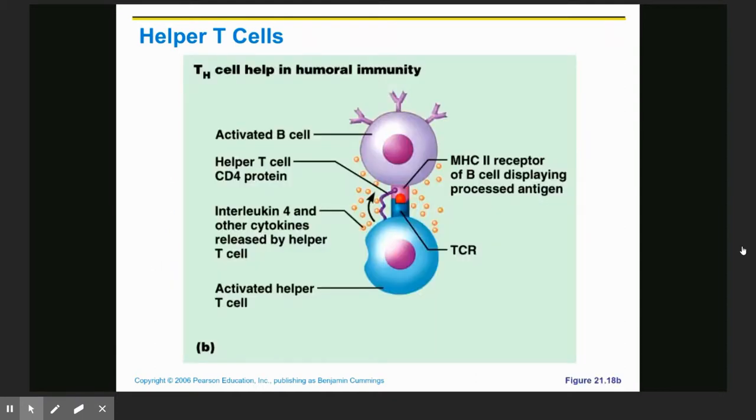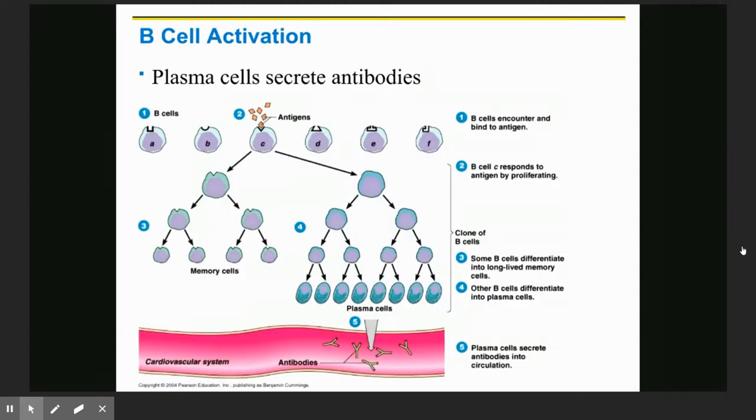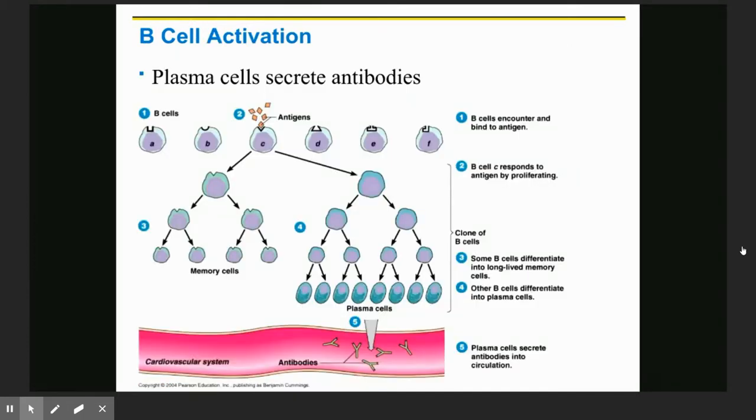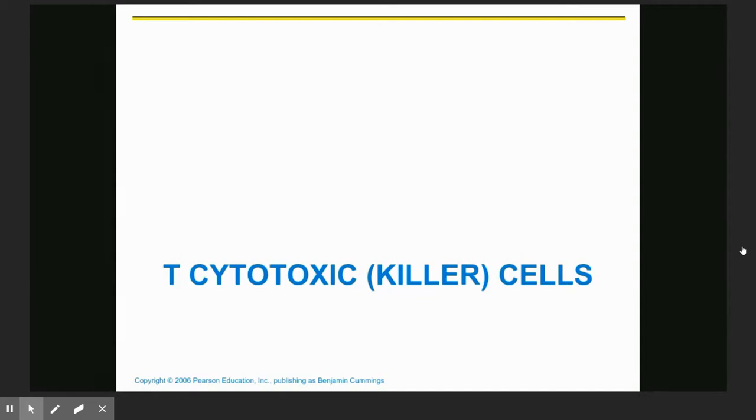But how do we activate a T helper cell? It looks something like this. We're going to hook up with an antigen. We have to have this antigen presenting cell that comes along. In this case, it's a B cell. And then we're going to get this co-stimulation. Not only are we going to activate this cell, but we're also going to activate this cell. And so not only is the B cell going to divide and make plasma cells and memory cells, but we're also going to have the T cells divide.